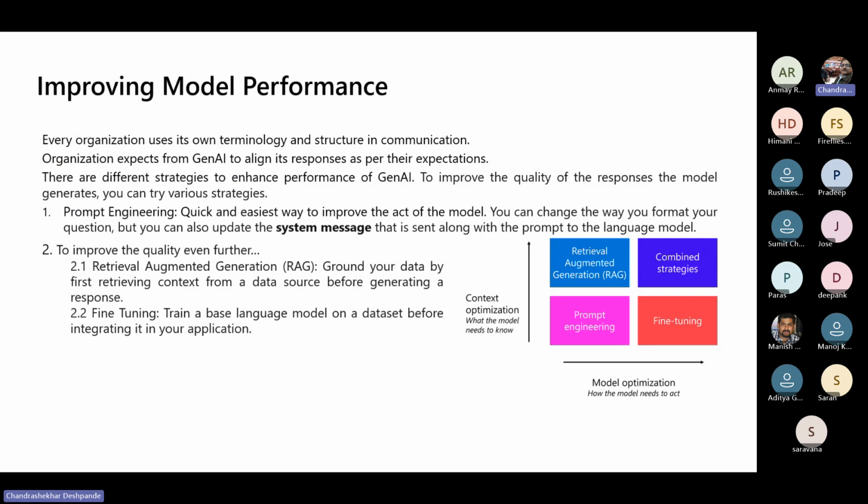So there are multiple ways to increase the performance of a generative AI model. Every organization uses its own terminology. An organization expects Gen AI to align its responses. There are different strategies to enhance the performance of a model. To improve the quality of the responses the model generates, you can try various strategies. Now, here a couple of strategies have been mentioned, and now I expect everybody to pay attention, because the real stuff is now beginning.